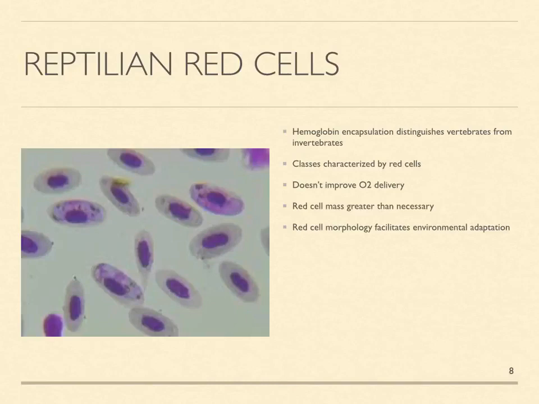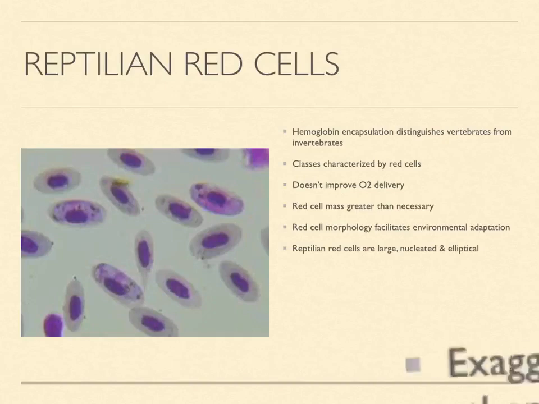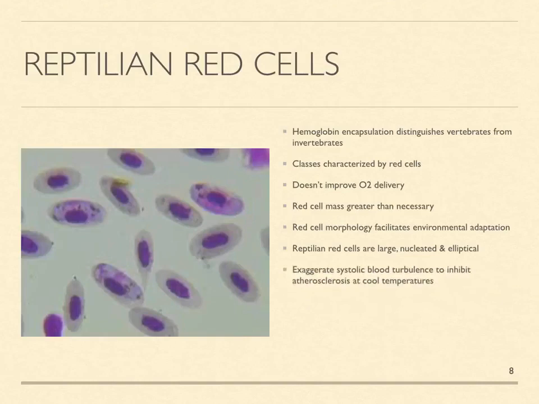Mammals evolved directly from reptiles, so they are closely related, but their red cells are dramatically different. Reptilian red cells are large, nucleated, and elliptical. Reptiles allow their body temperature to fluctuate with environmental temperatures, and their red cells exaggerate systolic blood turbulence to counteract atherosclerosis acceleration due to lipoprotein solidification at cool temperatures. This explains why reptiles have limited exercise tolerance and inferior cold tolerance. However, they require far less food than mammals.